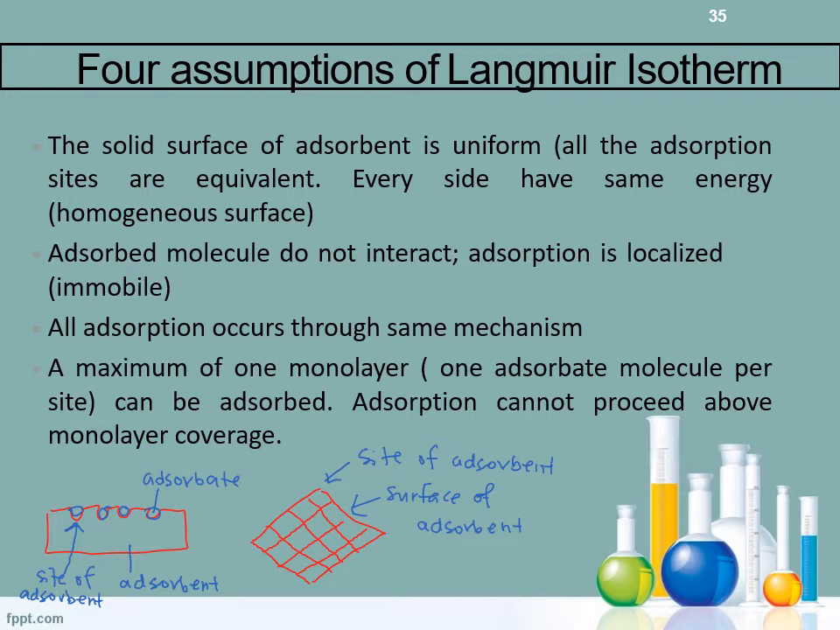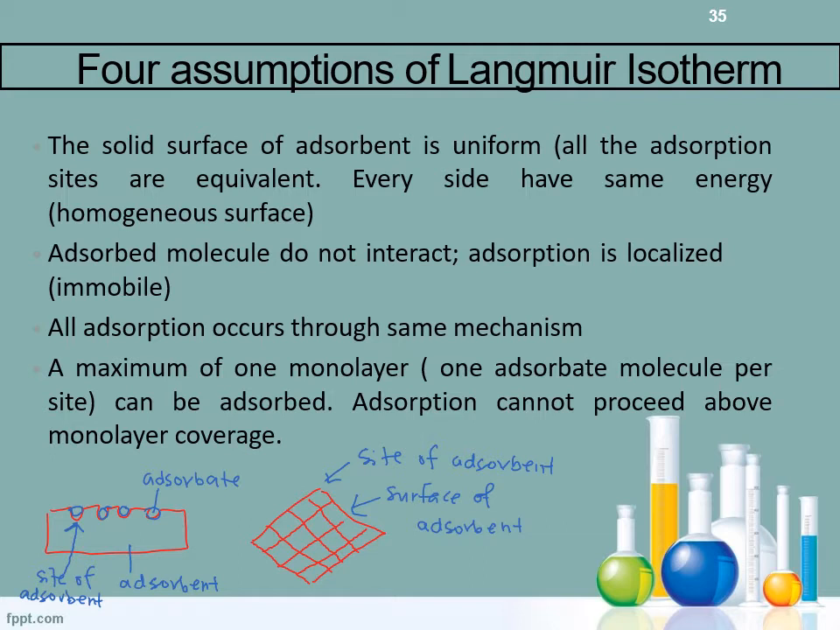There are four assumptions of the Langmuir isotherm. The first one: the solid surface of the adsorbent is uniform, meaning that all the adsorption sites are equivalent. Every site has the same energy.